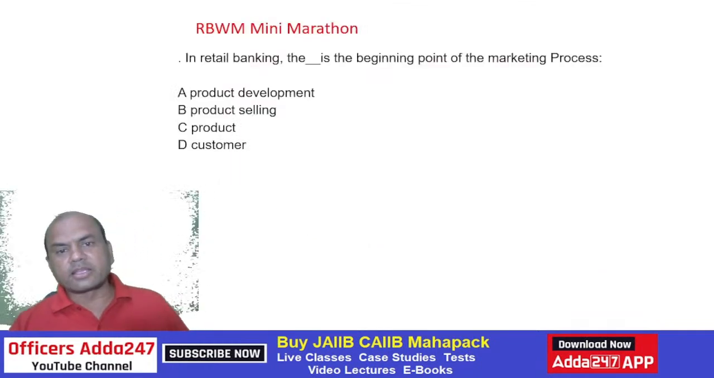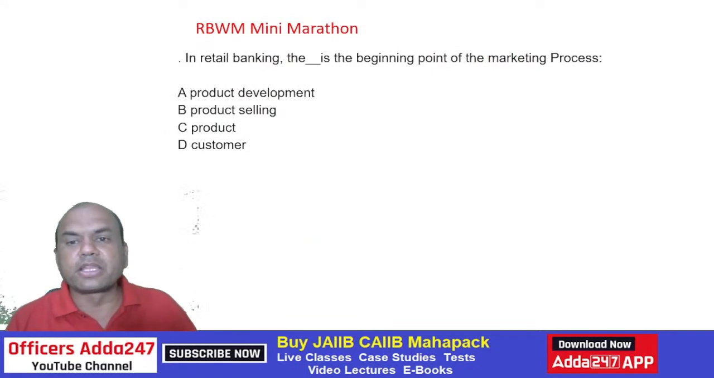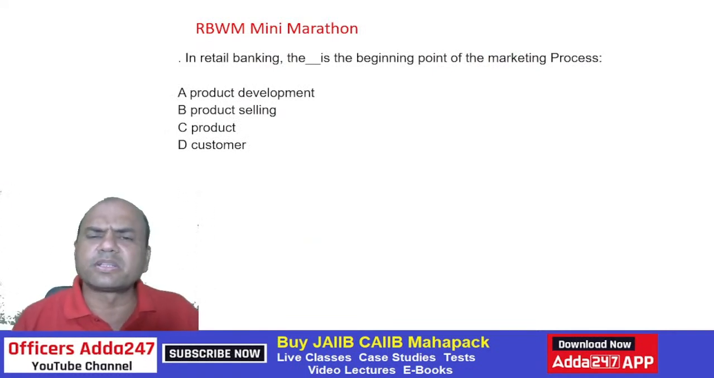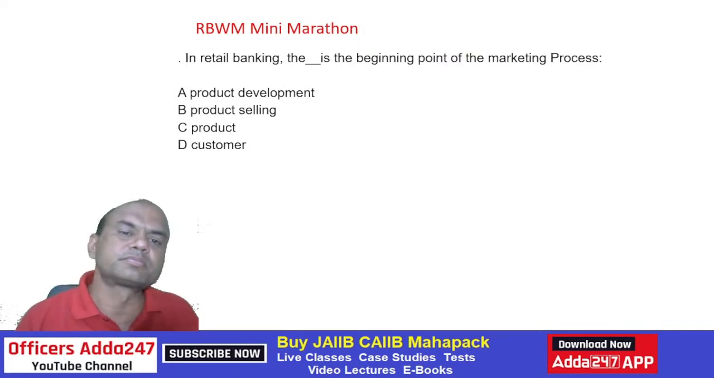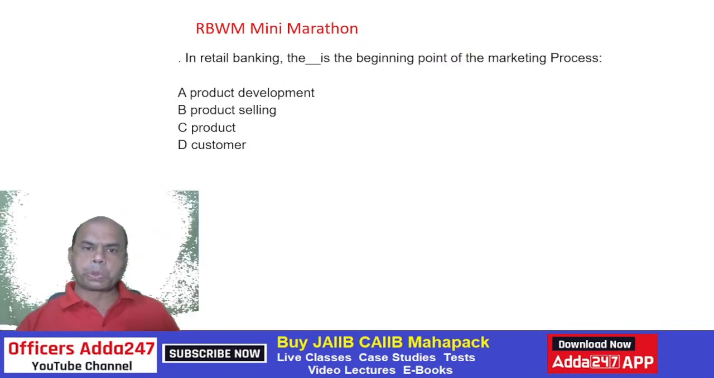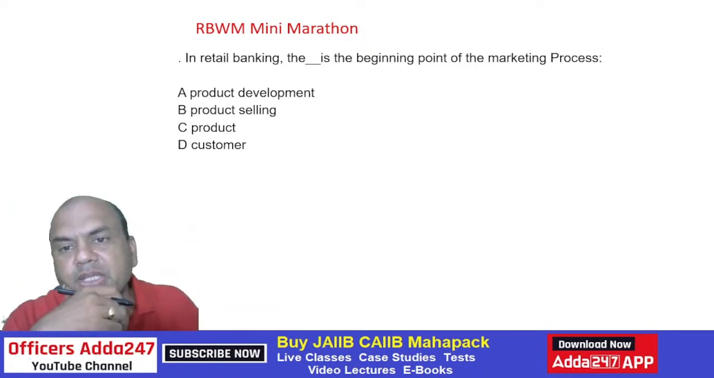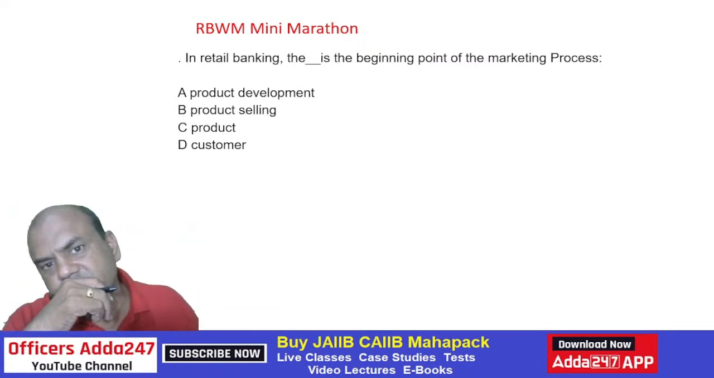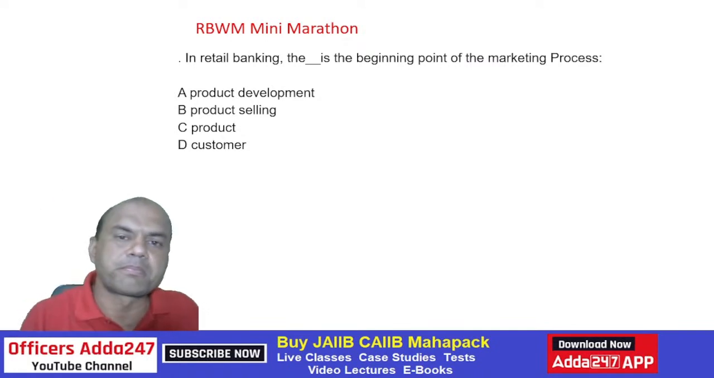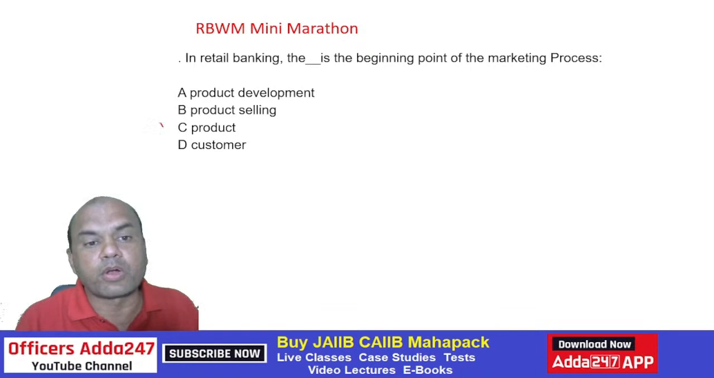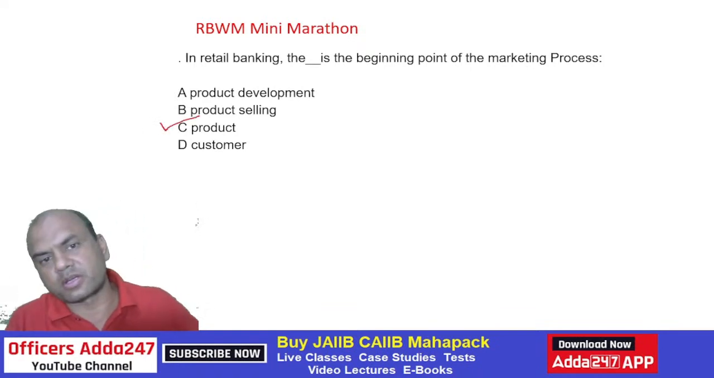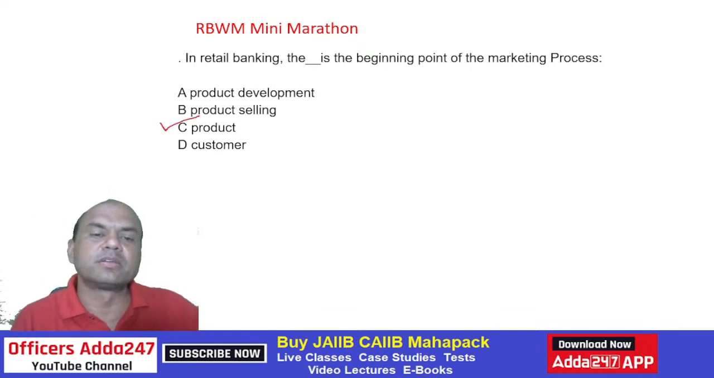In retail banking, there is dash. The dash is the beginning point of the marketing process. So which is the beginning point? Product development, product selling, product and customer. Which is the beginning point? It is product. Main is always the product. After the product, everything starts. Product development, product selling, customer, everything is there.